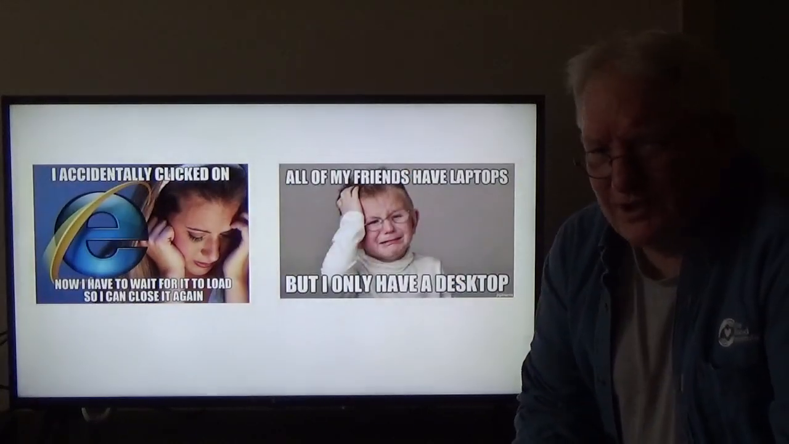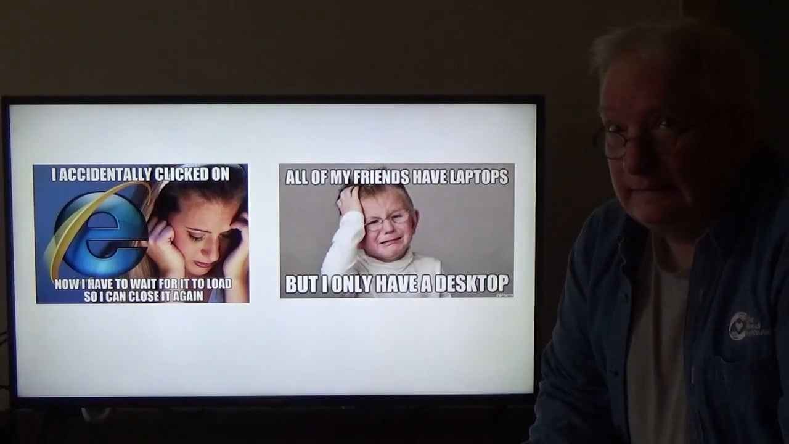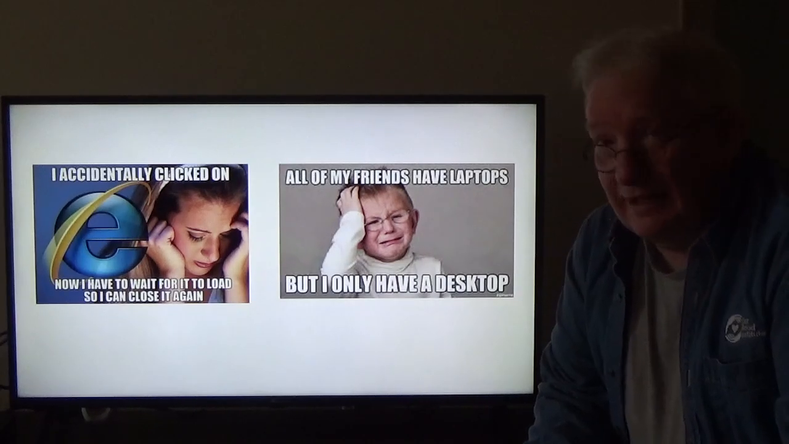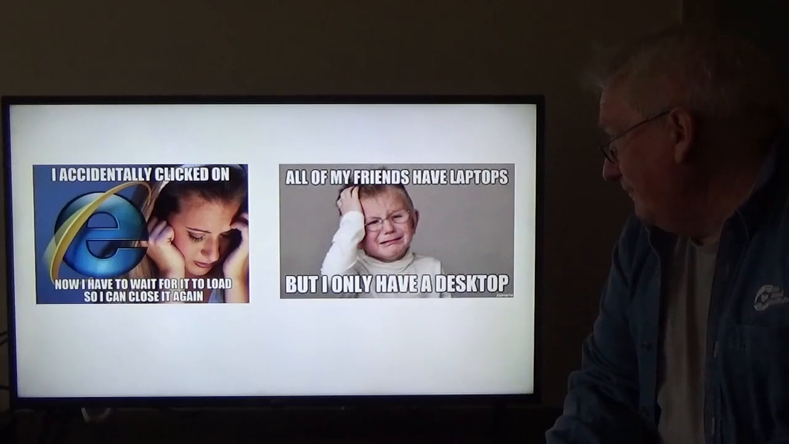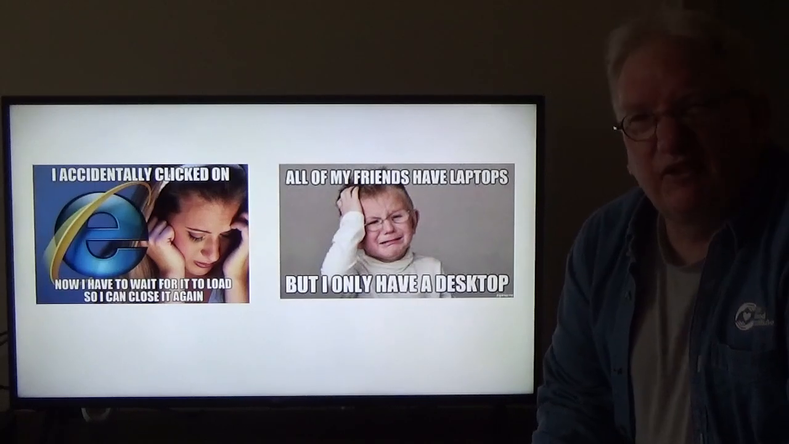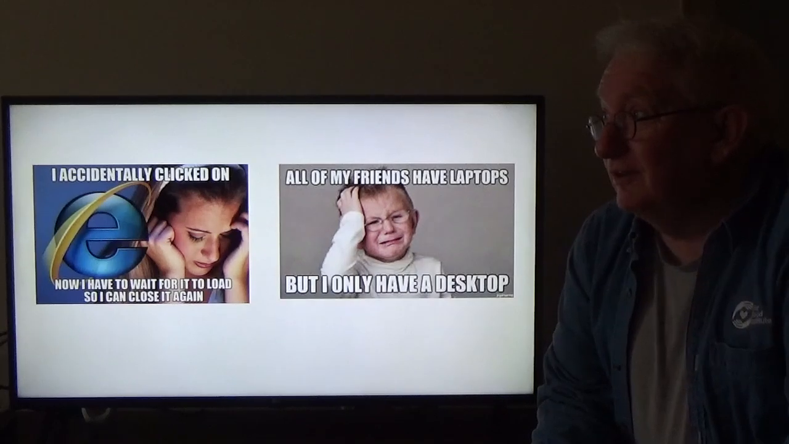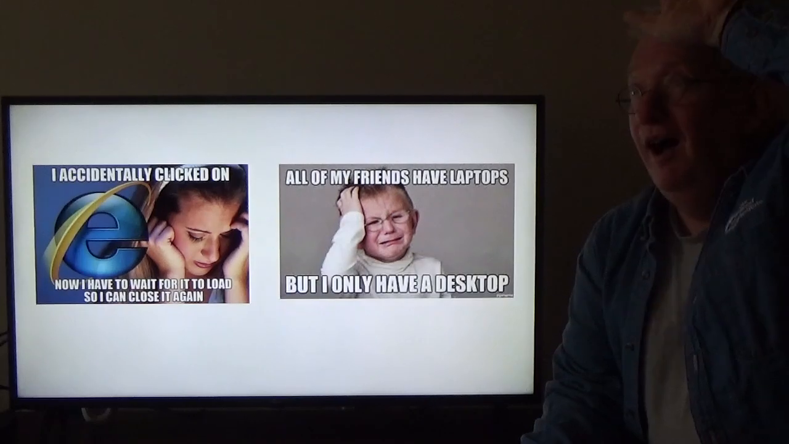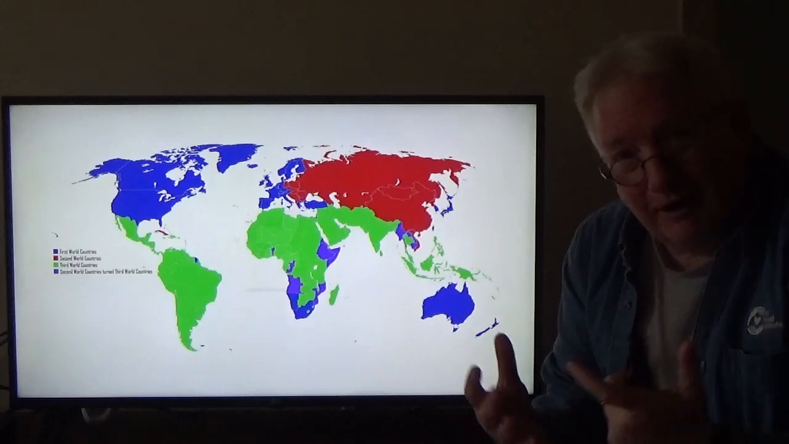Okay. Stupid memes, here we go. I accidentally clicked on Microsoft Explorer. Now I have to wait for it to load so I can close it again. All of my friends have laptops, but I only have a desktop. Well, that's kind of an old one. Maybe today it'd be like, all my friends have the newest iPhone 38, and I only have iPhone number 37. First world problems, right?